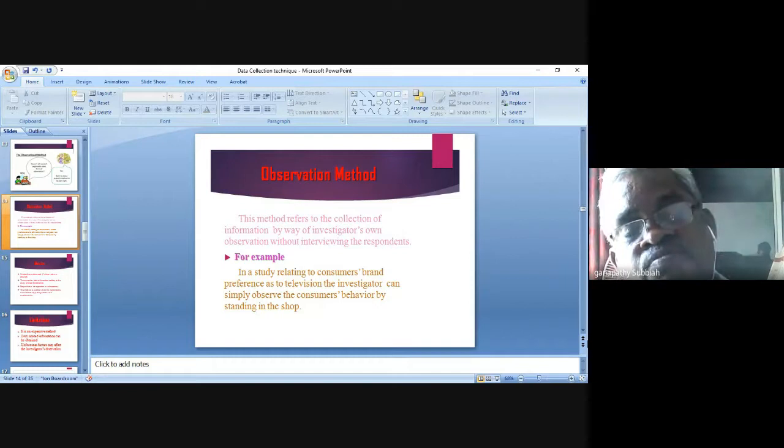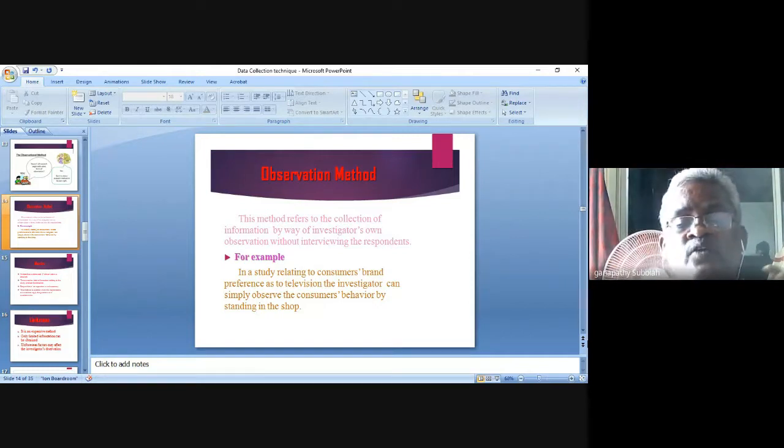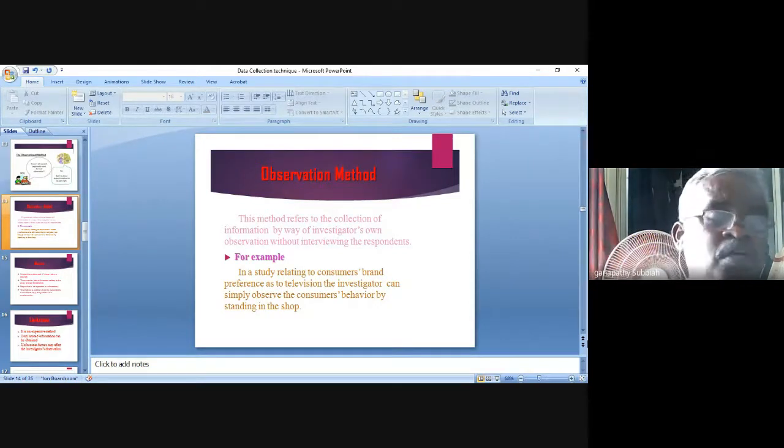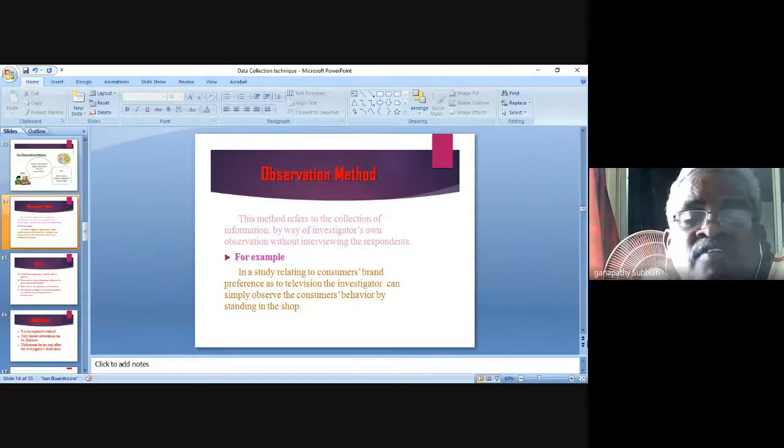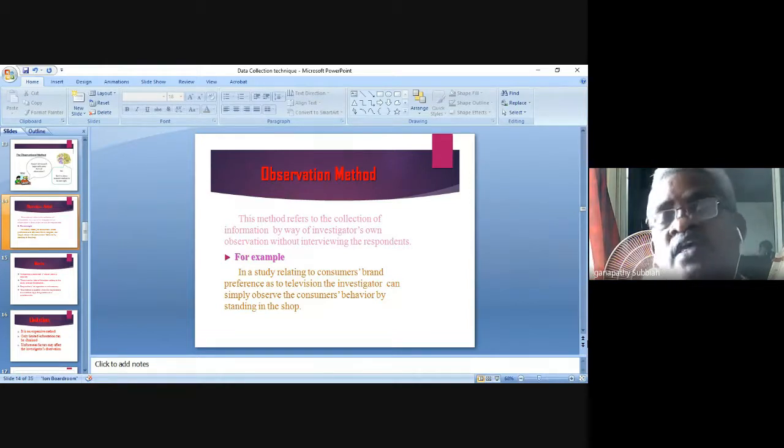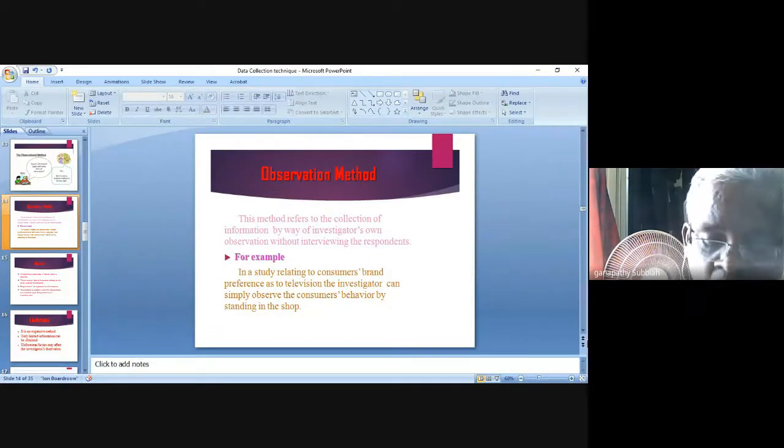For example, in a study relating to consumer brand preference for televisions, the investigator can simply observe the consumer behavior. The investigator observes the consumer behavior by standing in the shop. So that is one of the important examples of the observation method.